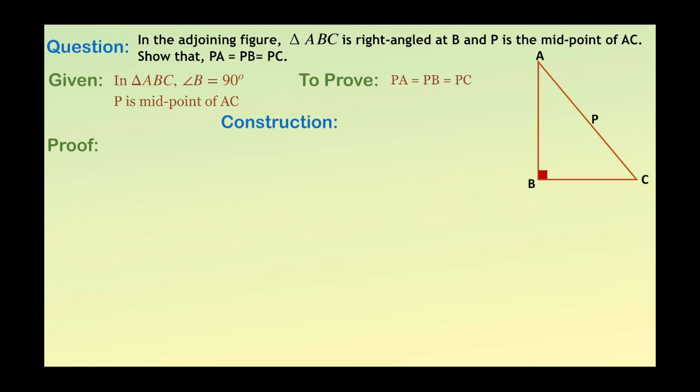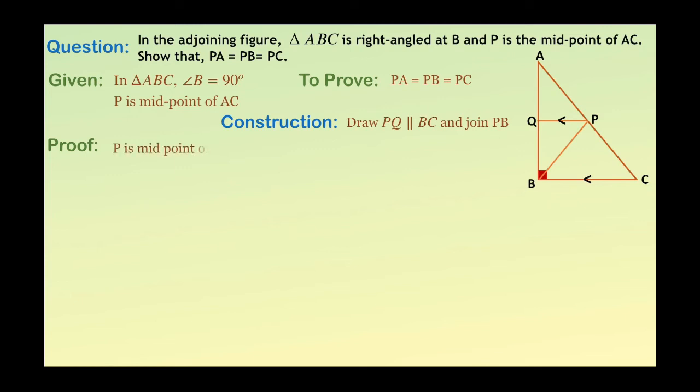Now to use the midpoint theorem or converse midpoint theorem, we need either midpoints or parallel line segments. So we construct a line from the midpoint P parallel to side BC. So we construct PQ parallel to BC and then join PB, because we need to prove that line segment equal to PA as well as PC.